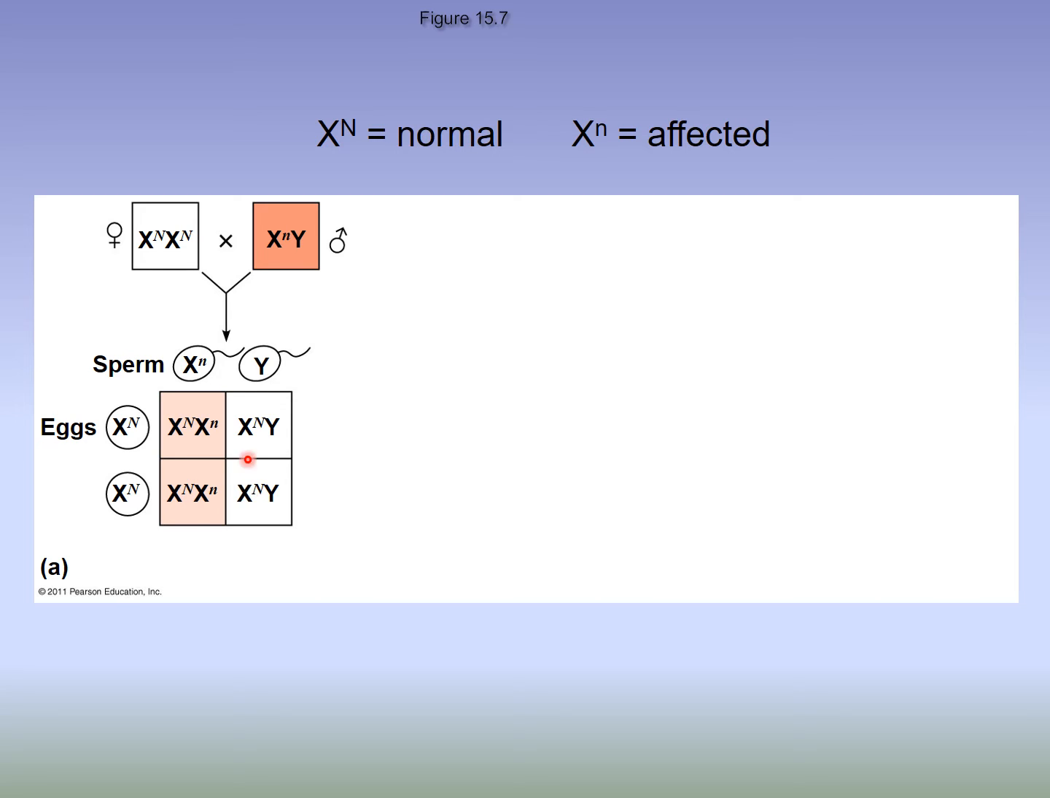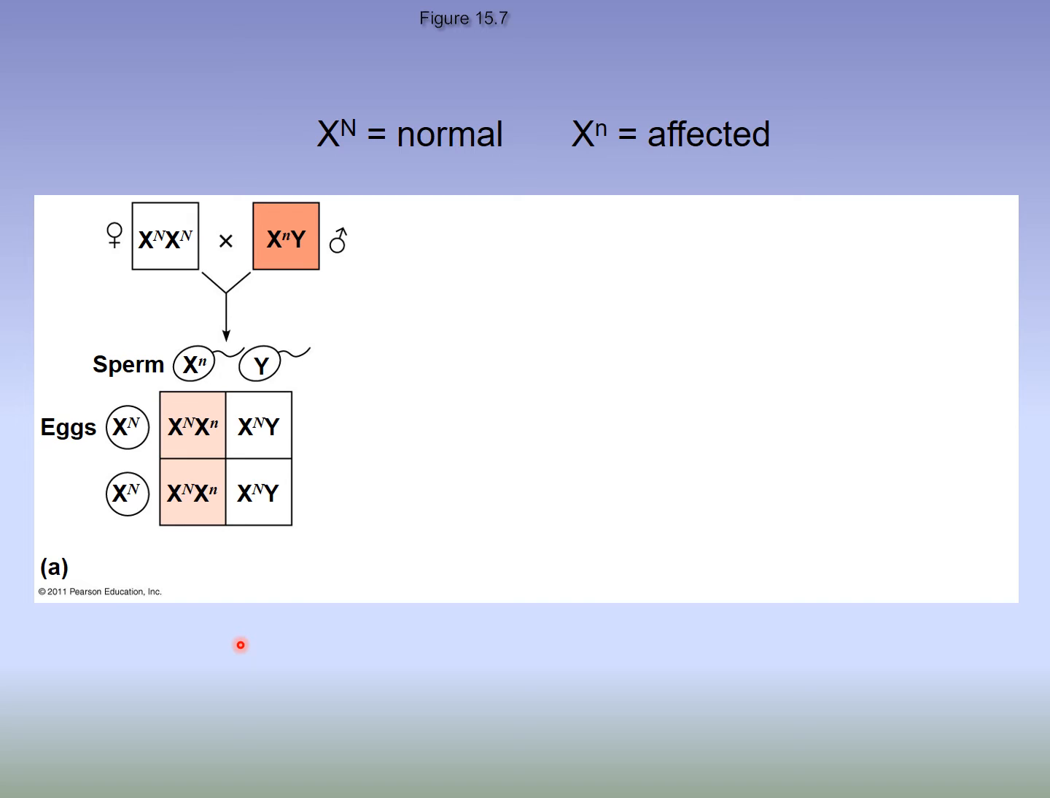Now, the males are all normal because they obtained their X chromosome from the female, and both of the female's chromosomes were normal in terms of this allele. So we can see that cross. Now, there are a number of questions that can be generated from this.